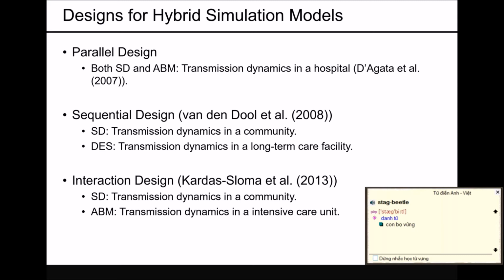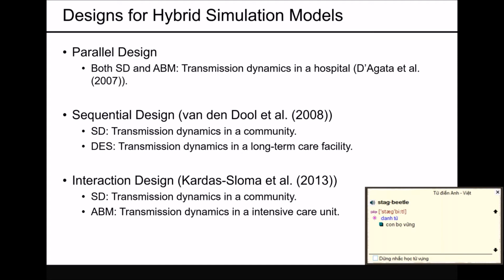This hybridization enhances understanding of transmission dynamics of nosocomial influenza in the long-term care facility by taking into consideration the impact of infection prevalence in the community on that long-term care facility.